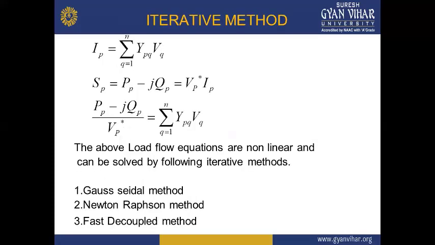After this, we have seen the various iterative methods, the Gauss-Seidel method, the basic Gauss method, and the Newton-Raphson method to calculate the load flow analysis, to calculate the values of the voltage, current, and the power. Now look at these equations. The current Ip is equal to the summation of the multiplication of admittance with the voltage at the different buses, at the different nodes.